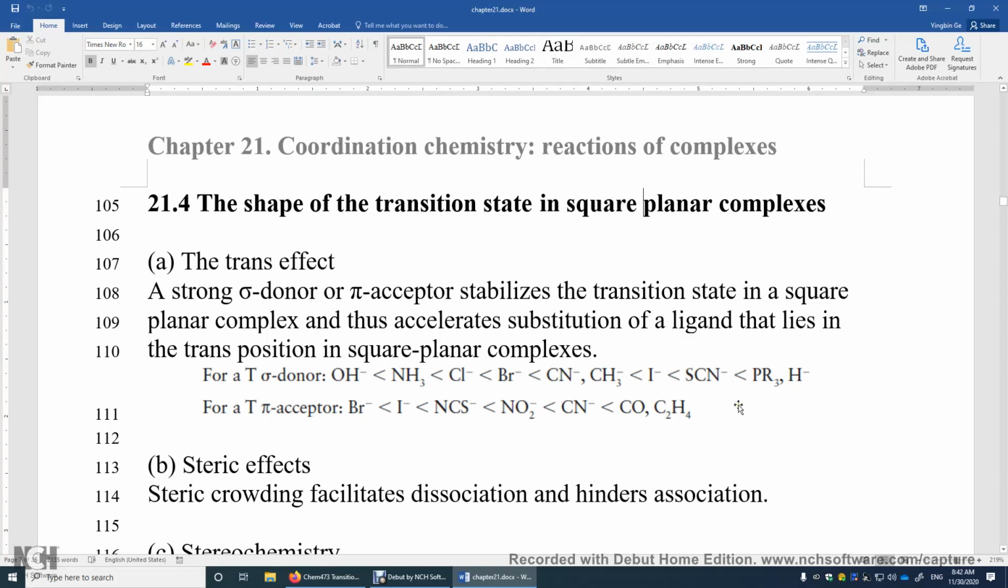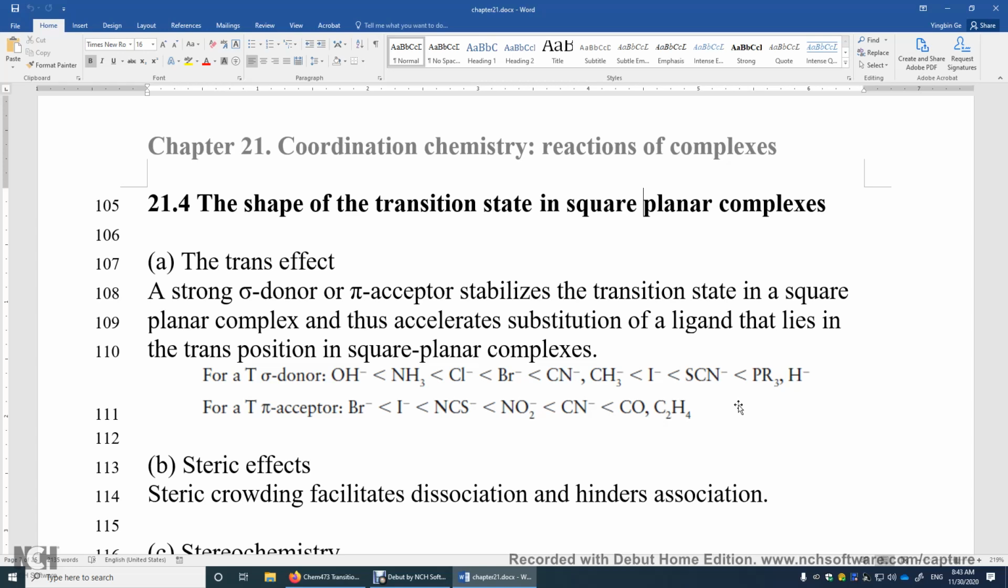Section 21.4. The shape of the transition state in square planar complexes. If you compare the structure of a square planar complex and the structure of a tetrahedral complex, it may confuse you because in the square planar complex, the bond angles between the ligands are 90 degrees. In a tetrahedral structure, it's 109.47 degrees.